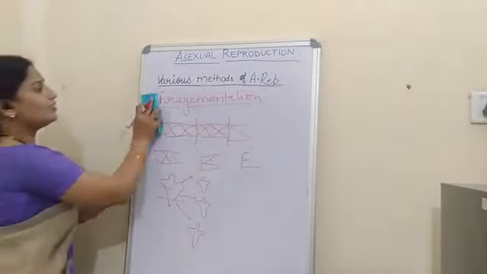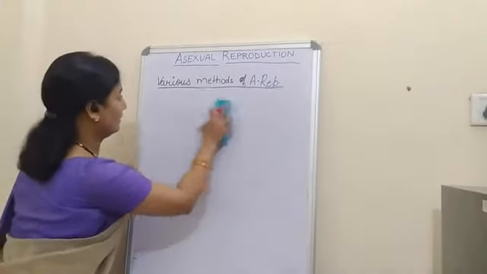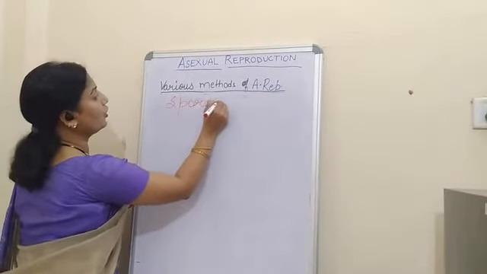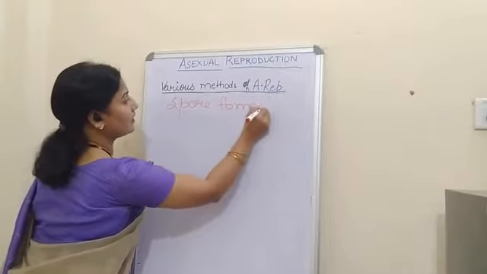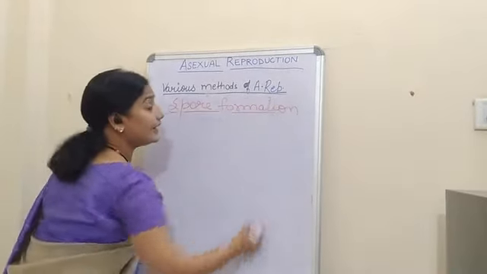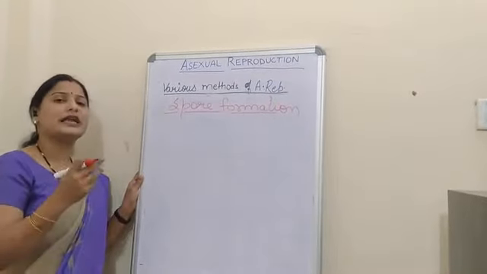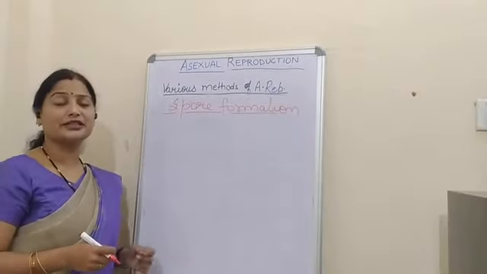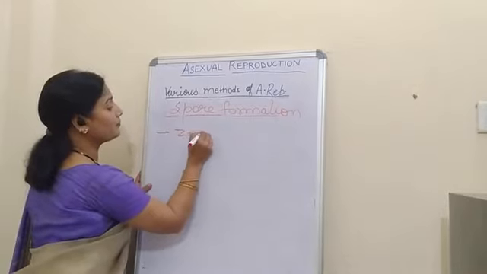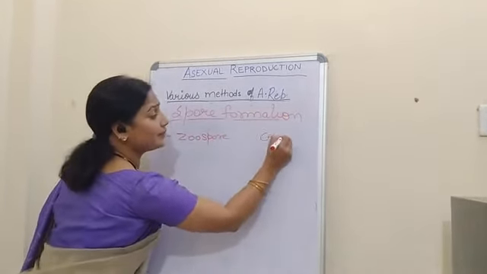Now, the last one is spore formation. Now students, some of the lower organisms can reproduce by the formation of spores. And in our course, we have 2 methods of spore formation. Number 1 is zoospore. And second is conidia.